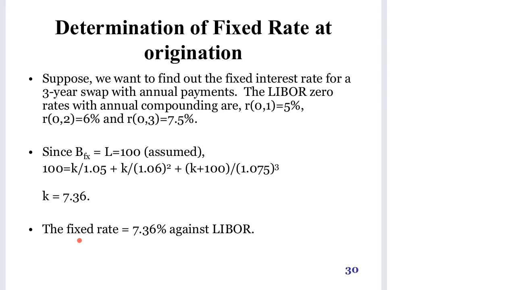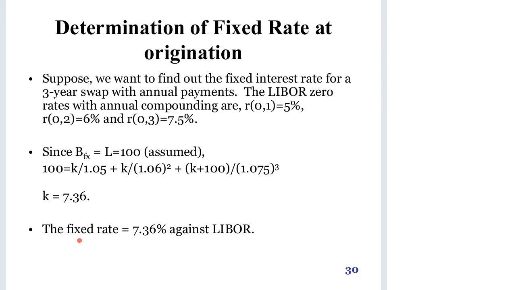So if you solve from this, you get K to be 7.36%. And hence, the fixed rate is 7.36% against LIBOR. So basically, given the information today, I pay fixed, I receive floating. So I will pay at 7.36%, while I receive at LIBOR.